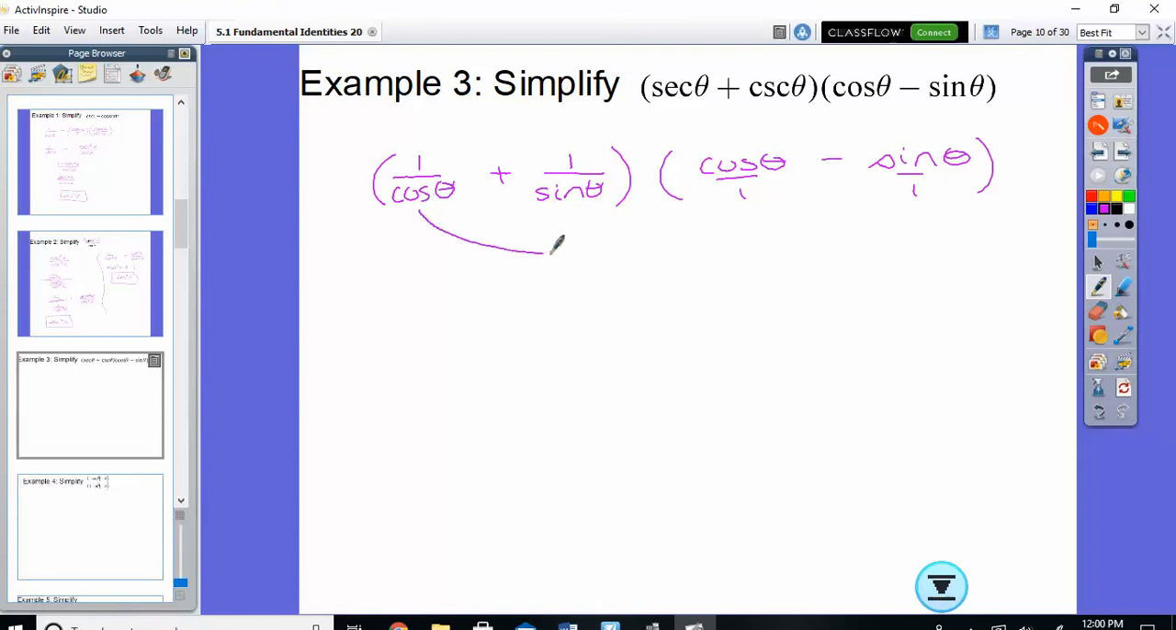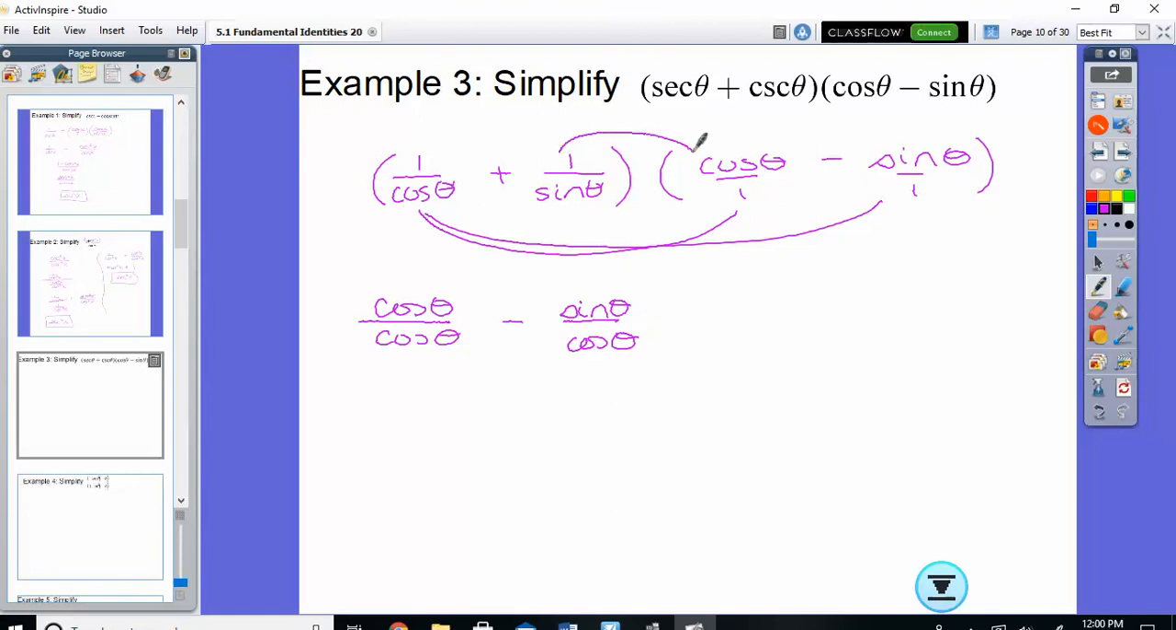So if I FOIL, when you multiply fractions, you multiply the tops together and the bottoms together. So that gives me a cosine theta over cosine theta, minus, this one gives me a sine theta over cosine theta. And this one gives me a cosine over sine, minus sine theta over sine theta.